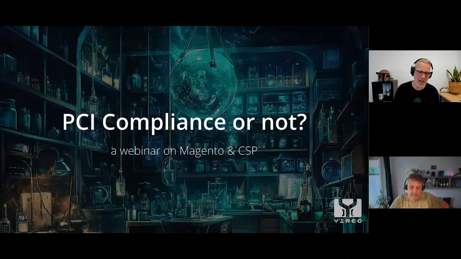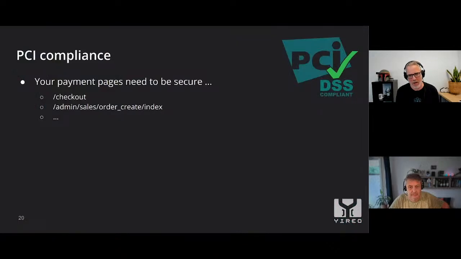So here it goes. First of all, as soon as we're focusing on PCI compliance, it's mentioning payment pages, and all of the payment pages need to be secure: /checkout, /admin sales. Because you can also deal with orders and their payment in the backend.